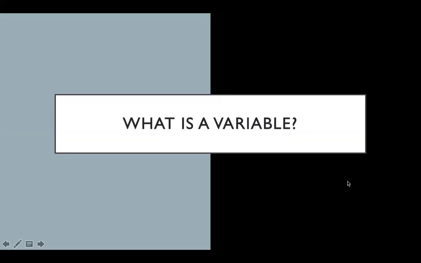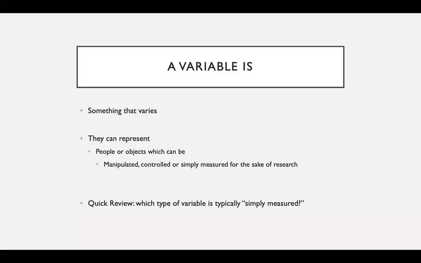First things first, what is a variable? Go ahead and write down your definition. Just a quick one. Okay, in class we learned that a variable is simply something that varies or changes. So how did you do? These variables can represent either people or objects, which are then manipulated, controlled, or simply measured. And of course, we're referencing variables in research.